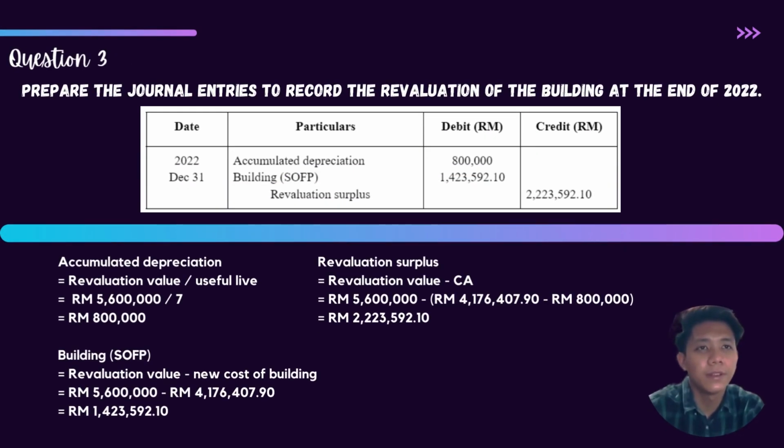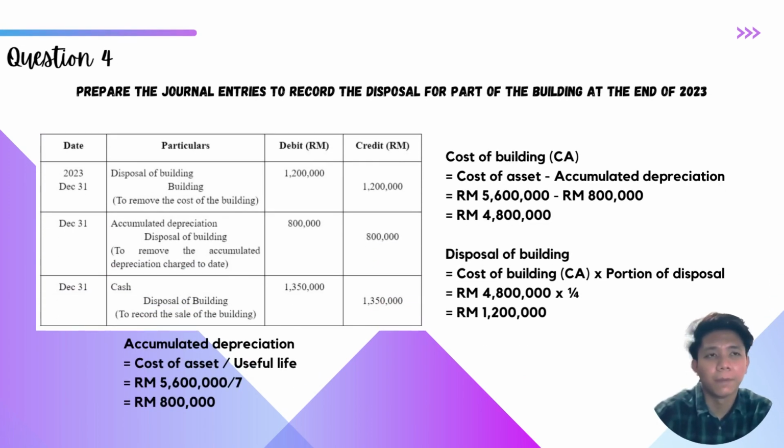Question number 3. Prepare journal entries to record the depreciation of the building at the end of 2022. So firstly, we must find accumulated depreciation, and the formula is depreciation value divided by useful life, and then we get RM800,000. So next one is we must find building. So the formula is depreciation value minus new cost of building, and then we get 1,423,592.10, and next is revaluation surplus. So the formula is revaluation value minus carrying amount, and then we get 2,223,592.10.